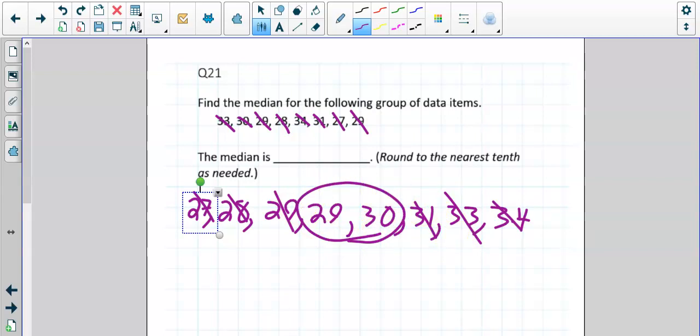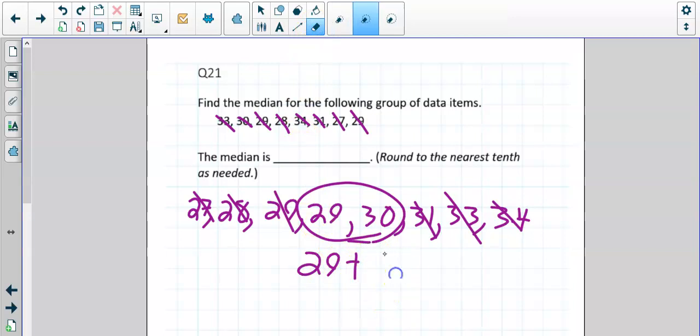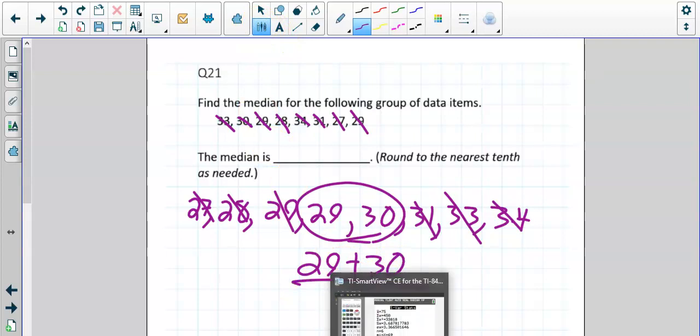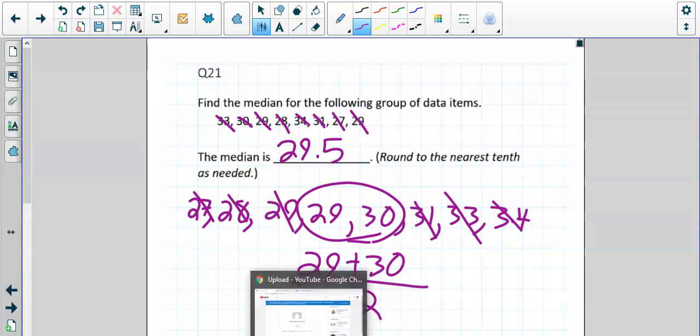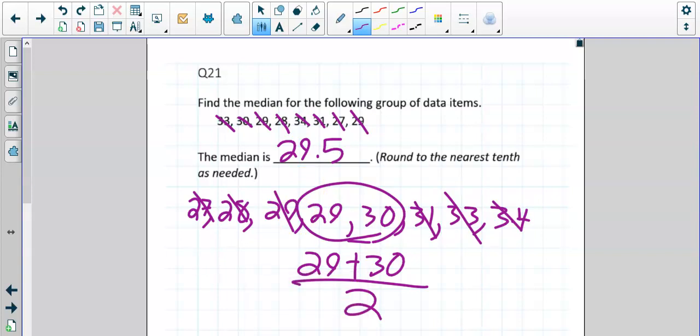Well, how do you find the median when you're stuck between two numbers? All you have to do is add them up. Oops, I about wrote 20. Should be 30. Add them up and divide by 2. So if you added those up and divided by 2, you would find out that it is 29.5. That's the median. And again, you could just put this in the calculator if you wanted to. Okay, and run your one variable statistics in the calculate. So there's number 21.